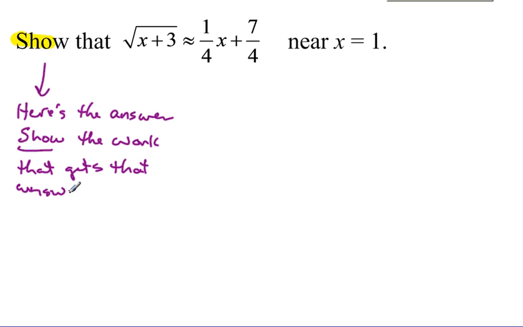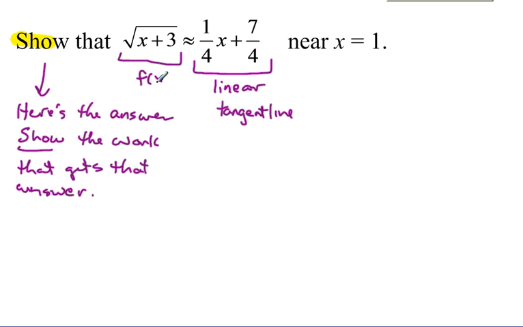Now, when we look at this, it might not even be clear what's the answer. The first thing you should recognize right here is this is linear. That means that's my tangent line. And if that side's my tangent line, this side is my f of x. And so all I have to show is that the tangent to this at 1 is this.